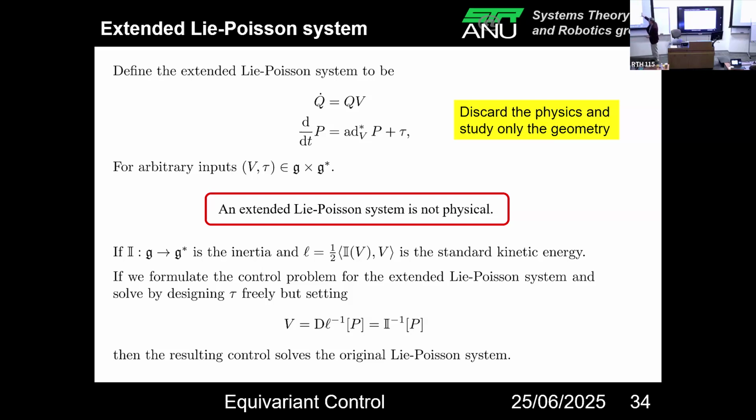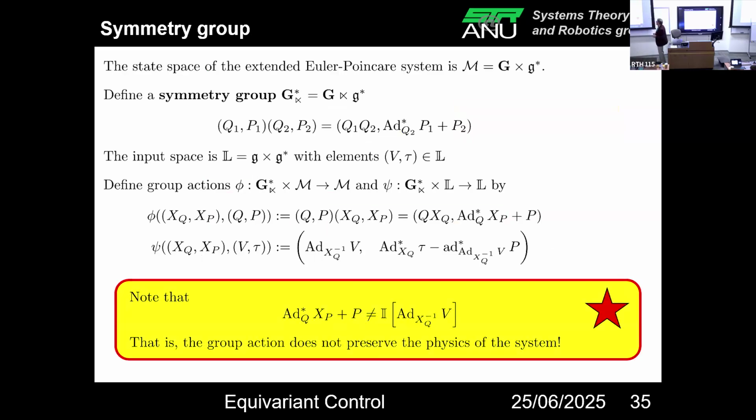So if I solve the problem for the extended system with arbitrary free inputs V and tau, okay, it's a control problem. So if I can study the problem from that perspective, and then when I design my controller, I choose V equals I to the minus 1 p, what I'm doing is I'm instantiating the correct physics, and then whatever the tau is that solved the problem will actually solve the whole problem, okay? So I can study the geometry of the problem for free inputs, but I have to remember that in my control, I have to apply this, okay? So this is a different perspective on what we're doing.